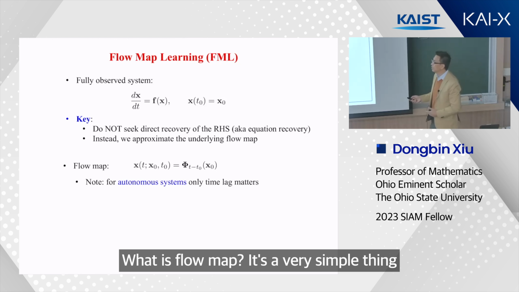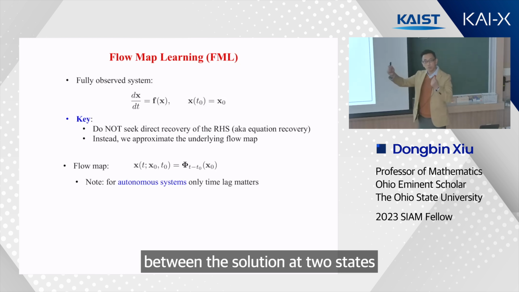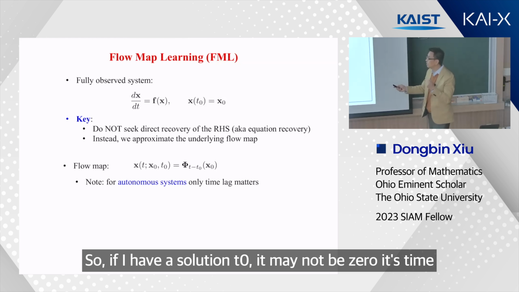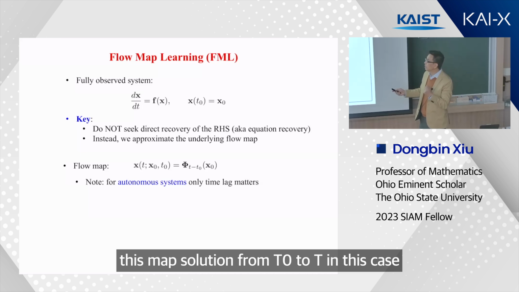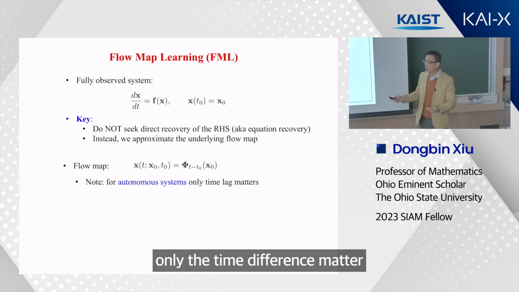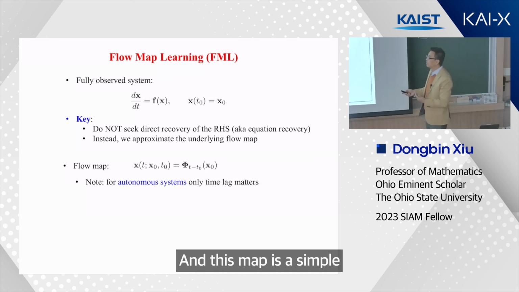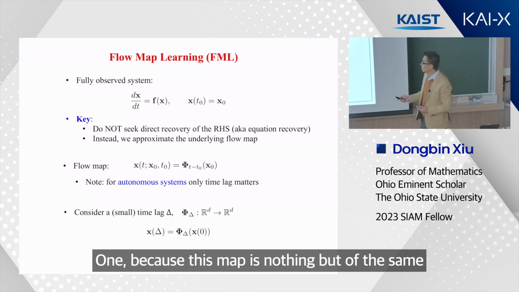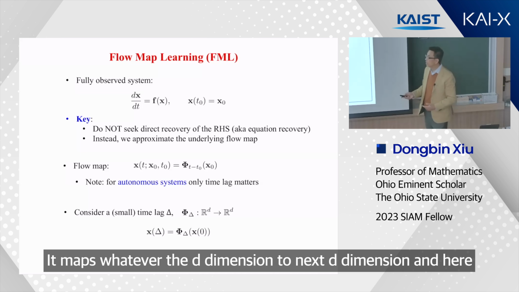What is a flow map? It's a very simple thing. Knowing the equation, it's a map between the solution at two states. If I have a solution at t0, which may not be zero, it's time, and I have a solution at t, the mapping is just this map from the solution at t0 to t. For an autonomous system, time doesn't matter, only the time difference matters. So whatever the time difference between these two, that's the map. And this map is a simple one because it is nothing but of the same dimension, R^D to R^D. If my state variable is D dimensional, it maps whatever is in D dimension to another D dimension.